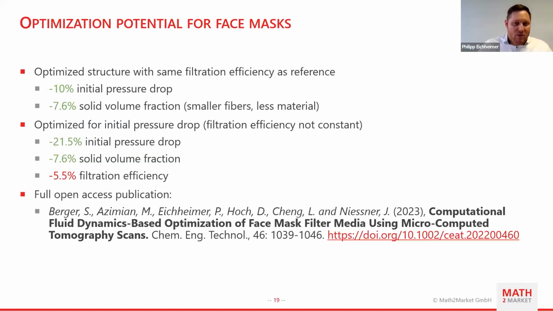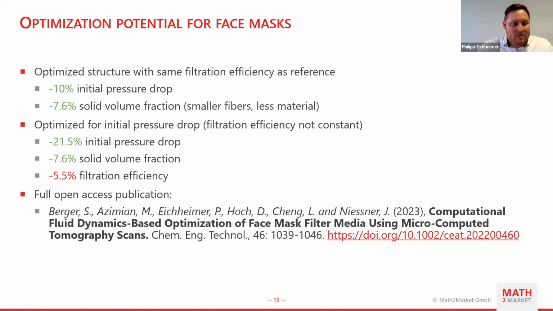And this is what we show here on the slide. So for one optimized structure, we said we want to have the same filtration efficiency as the reference. So we don't want to lose any filtration efficiency at the beginning. And we found a sample which is 10% lower in the initial pressure drop. And we even saved 7.6% of solid volume fraction. So of course we had smaller fibers and therefore less material. So we have less pressure drop and we consume less material and keep the same filtration efficiency just by running a variation over several parameters.